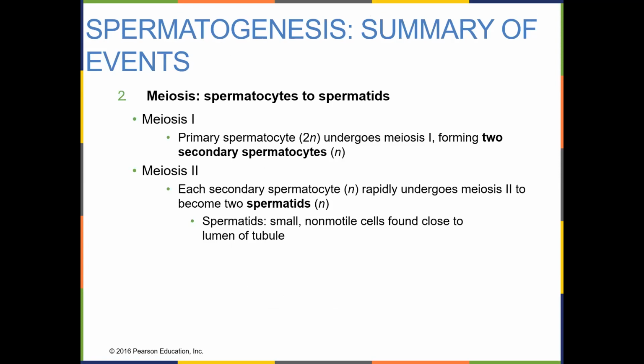So the primary spermatocytes, which are diploid, undergo meiosis 1 and produce 2 haploid secondary spermatocytes.